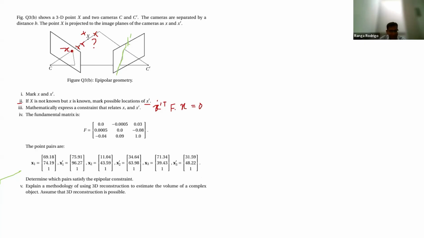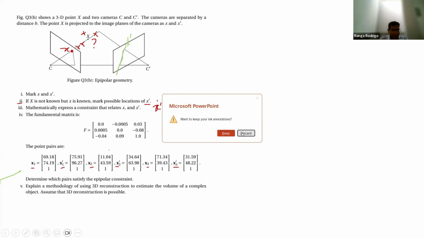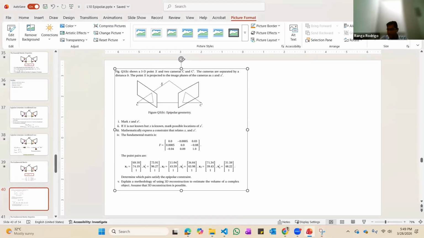Okay, but a hint has been given, right? The fundamental matrix is given. The point pairs x1, x1 prime, x2, x2 prime, x3, x3 prime are given. It's asking to determine which pairs satisfy the epipolar constraint. That means we have to put these two points along with the fundamental matrix and see which ones result in 0, right? You should have a calculator, but I will do this on VS Code.